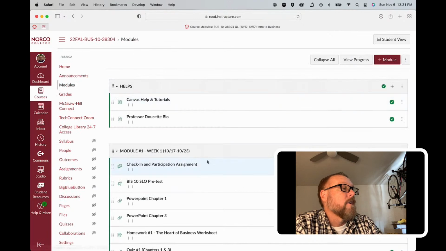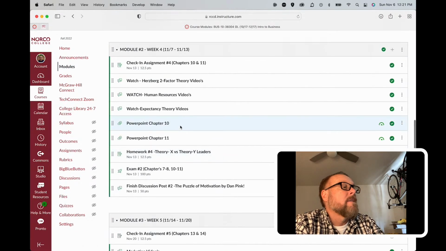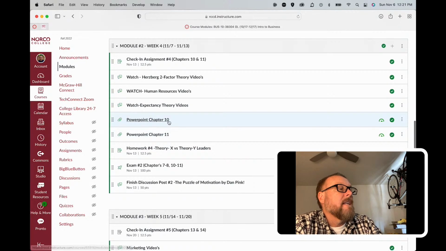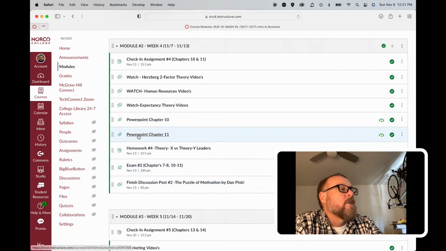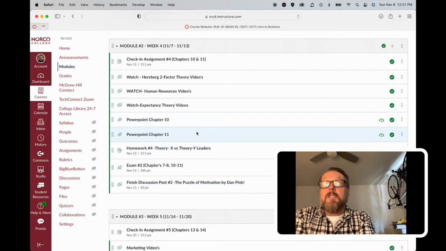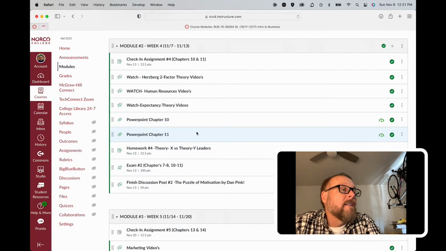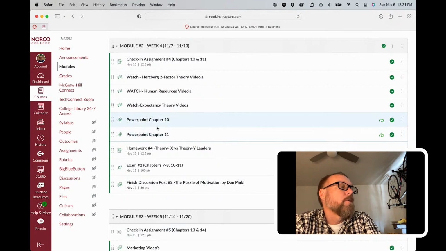So let's go ahead and look at modules. So we're on week number 4. You're going to be looking at 10 and 11. And chapter 10, again, deals with motivational theories, and chapter 11 deals with human resources management. You're going to be doing your homework assignment on Theory X and Theory Y leaders. It's really simple. I'm just really asking you to evaluate yourself. What kind of leader do you prefer? And so you'll learn the difference between those two. That's one of about 7 different motivational theories. But make sure you read your book on that.